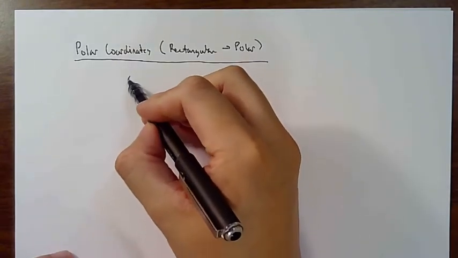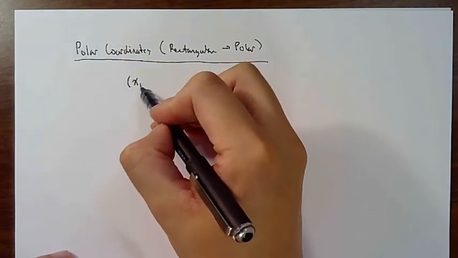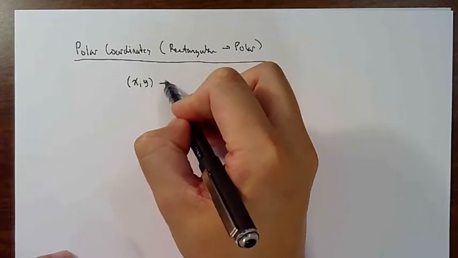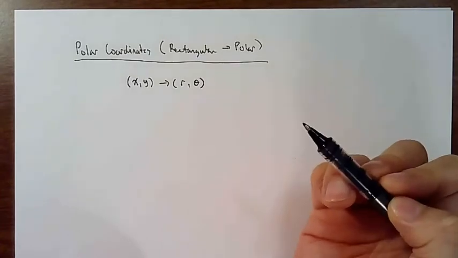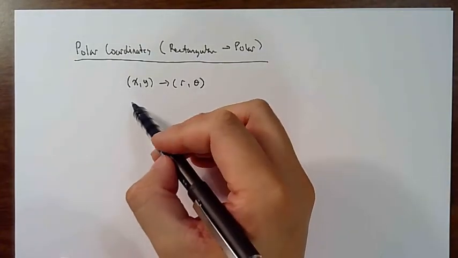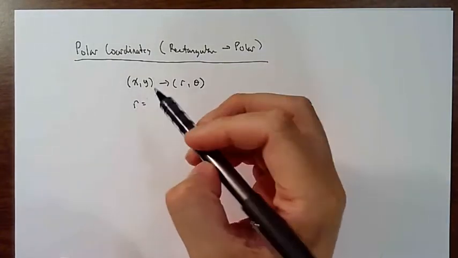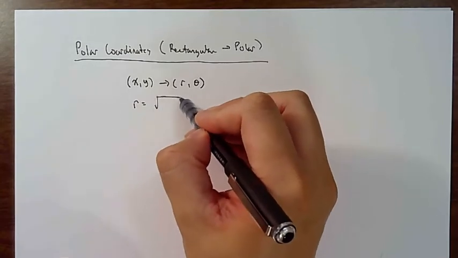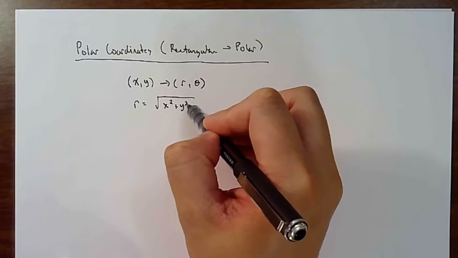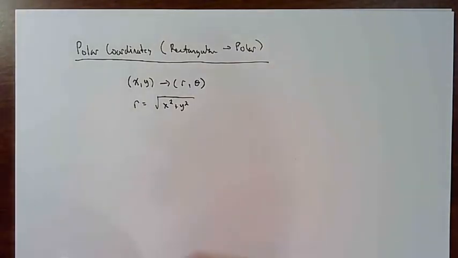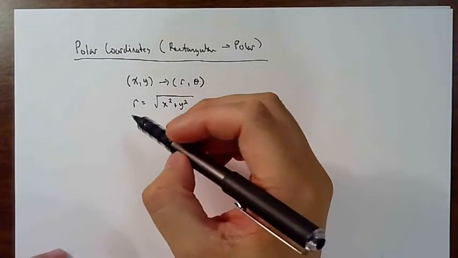So if you have a coordinate that's x, y, and you're trying to convert to r theta, what you're going to do is you're going to find r first. So r is just the square root of x squared plus y squared. And that's cool, that's no problem. Now finding theta is a little bit quirky.